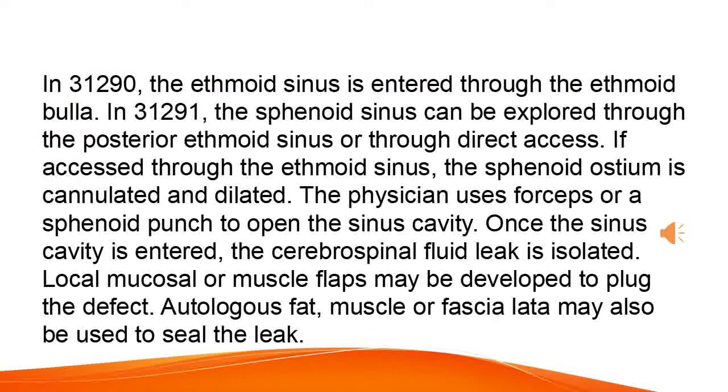The ethmoid sinus is entered through the ethmoid bulla. In 31291, the sphenoid sinus can be explored through the posterior ethmoid sinus or through direct access. If accessed through the ethmoid sinus, the sphenoid ostium is cannulated and dilated. The physician uses forceps or a sphenoid punch to open the sinus cavity.